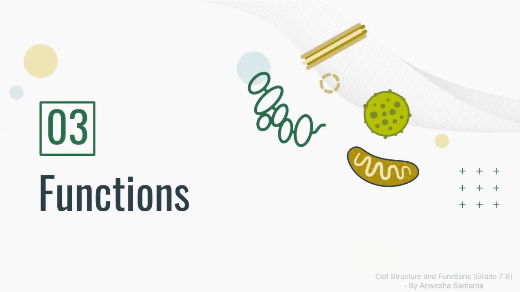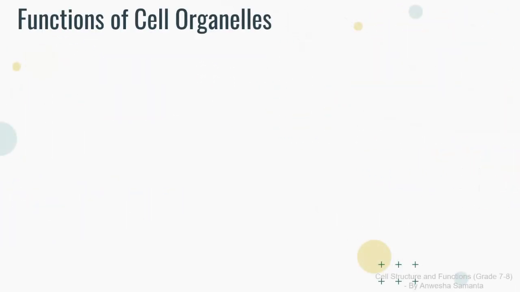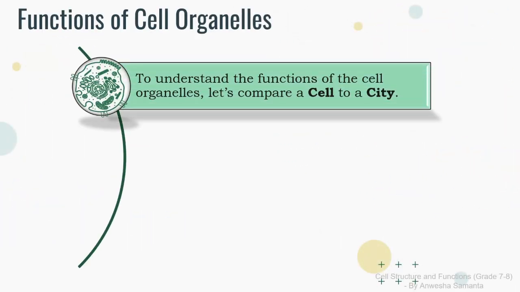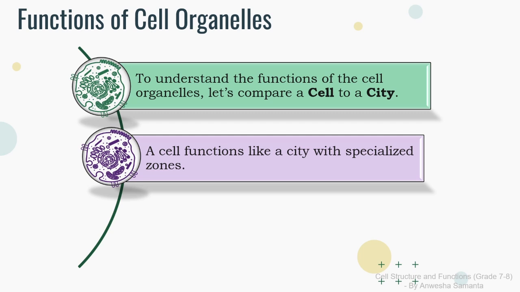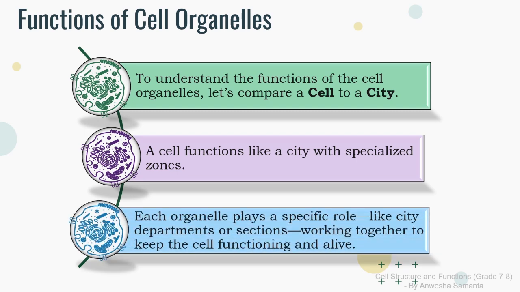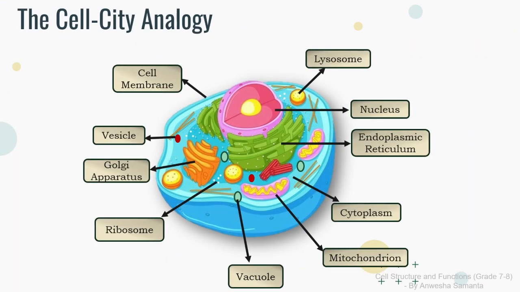Next, let's explore what these organelles actually do. To make it simple, let's compare a cell to a city. Just like a city has different departments, a cell has different organelles, each with its own role to keep the cell alive and running smoothly. So let's look at this cell-city analogy.